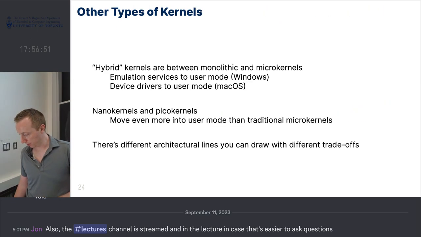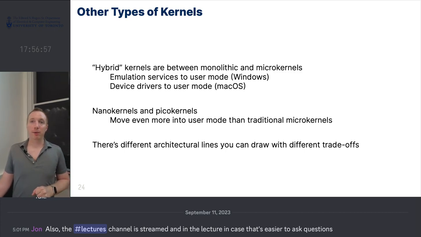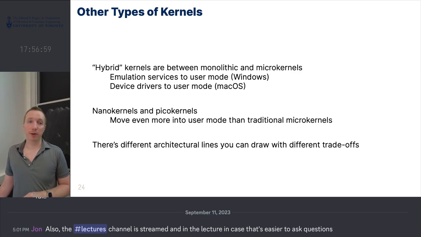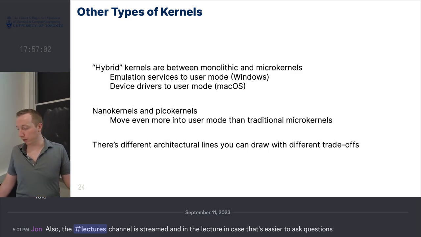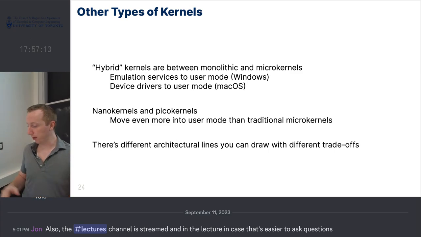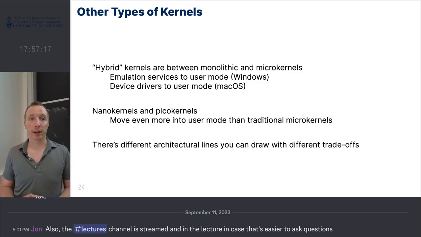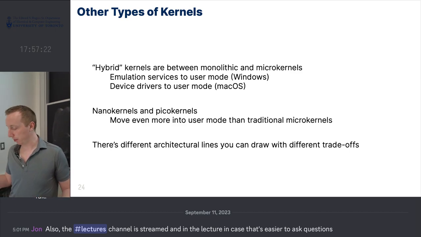Hybrid kernels are kind of in between monolithic and microkernels. Like in Windows, emulation is in user mode, so they moved it out there. So it's not completely monolithic. They tried to move some stuff out, like emulating DOS and all of that. On macOS, device drivers are actually run in user mode. They're not part of the kernel, because the kernel is sacred to Apple and they also don't trust you. So that is another reason why Apple does that.